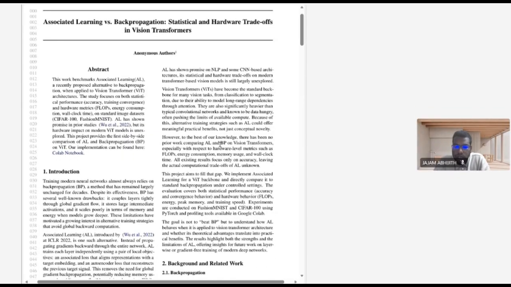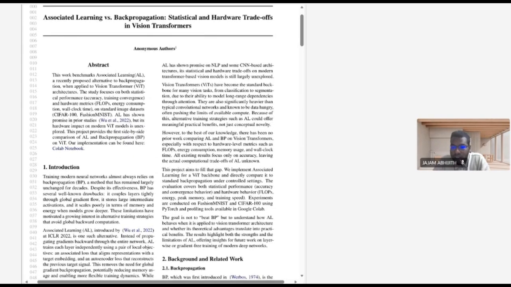Now, BP works really well. Don't get me wrong. It's the reason we have all these amazing AI models today. But it has some pretty significant limitations that we should talk about. First off, memory usage is huge. Because you see, BP needs to store all these intermediate activations during the forward pass so it can use them later during the backward pass. And when you are dealing with massive transformer models, this memory requirement just explodes, right?